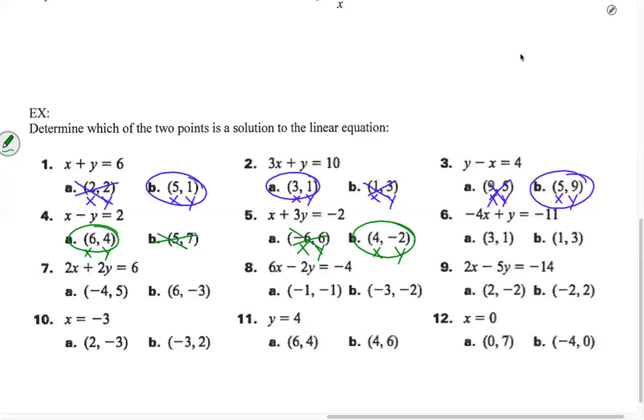John, what comes first, X or Y? X. So we're going to label our points X and Y. Now I'm going to plug it in. Negative 4 times 3 is plus 1. So add.